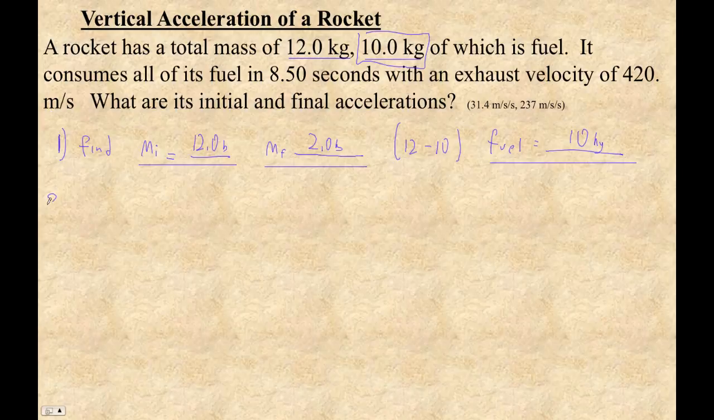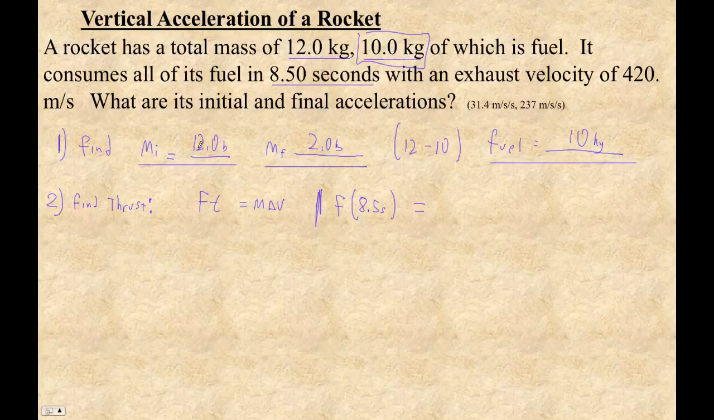Our second thing is we've got to find the thrust of the rocket. To do that, we're going to go force times time is mass times change in velocity, right? Now, when we fill this in, the force is going to be the thrust of the rocket. In this type of problem, they're telling us that it's 8.5 seconds and 10 kilograms of fuel is burned. So let me show you how to set this up. The force times 8.5 seconds equals the mass.